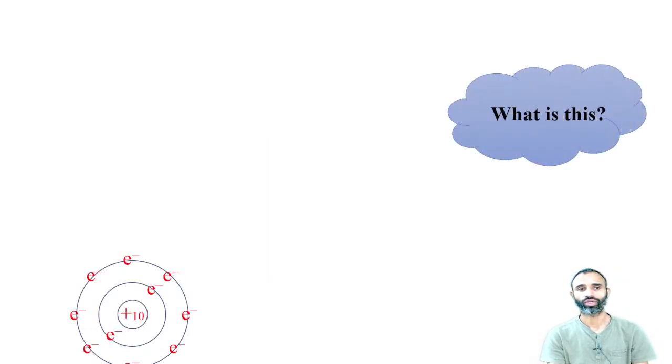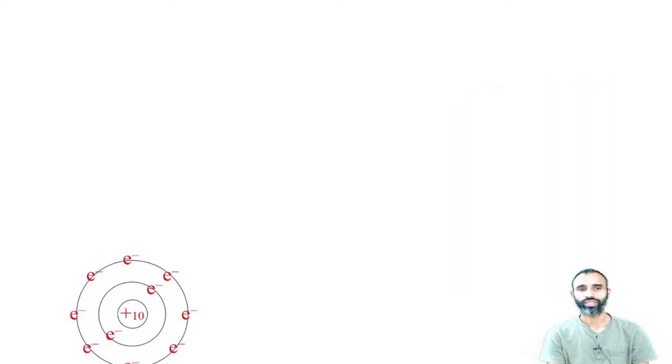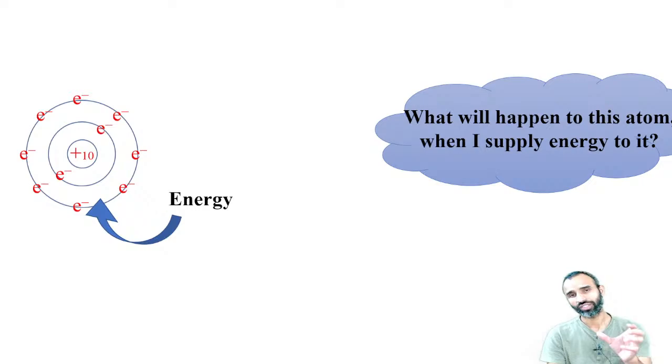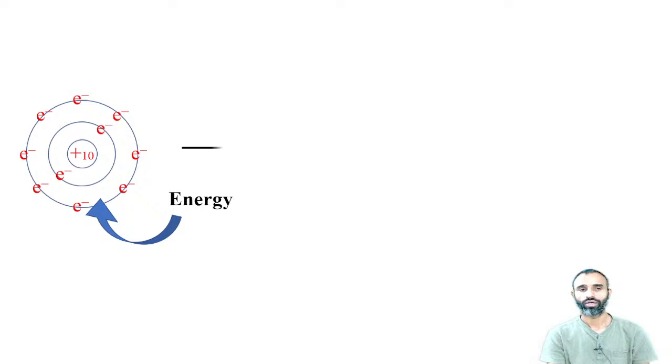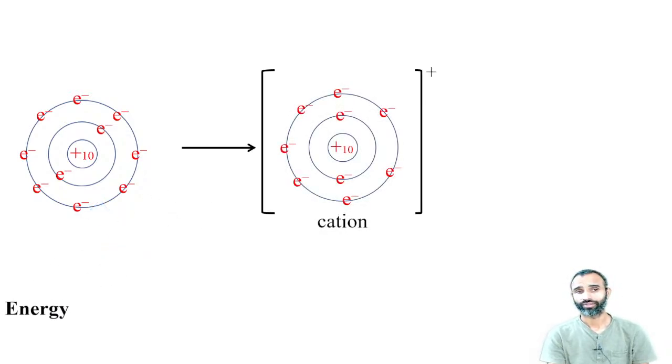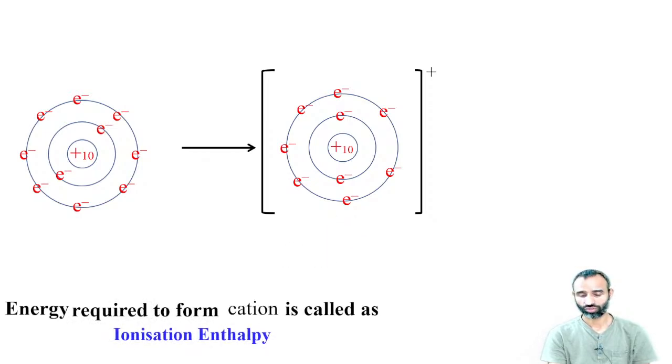Now ionization potential of d and f elements. So what is ionization potential? How much energy is required to remove the electron and make it a cation. So the energy required to form a cation is called ionization enthalpy, in an isolated gaseous atom.